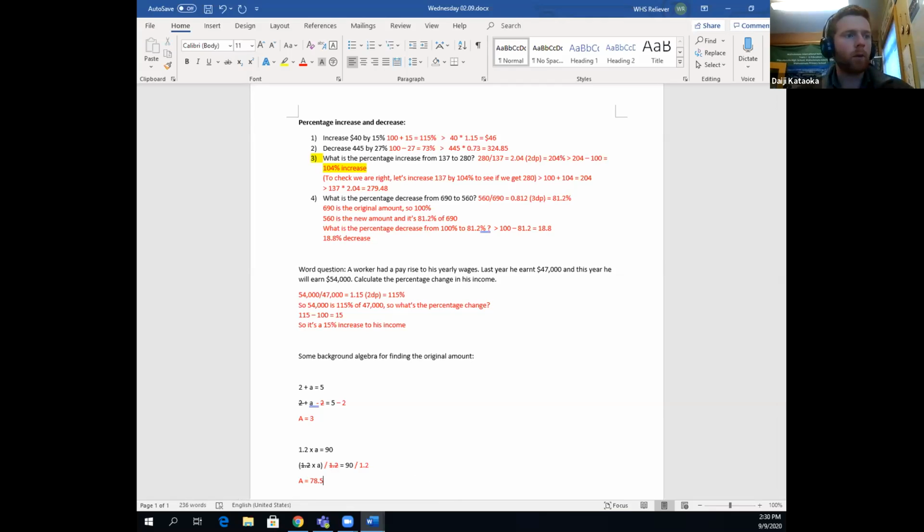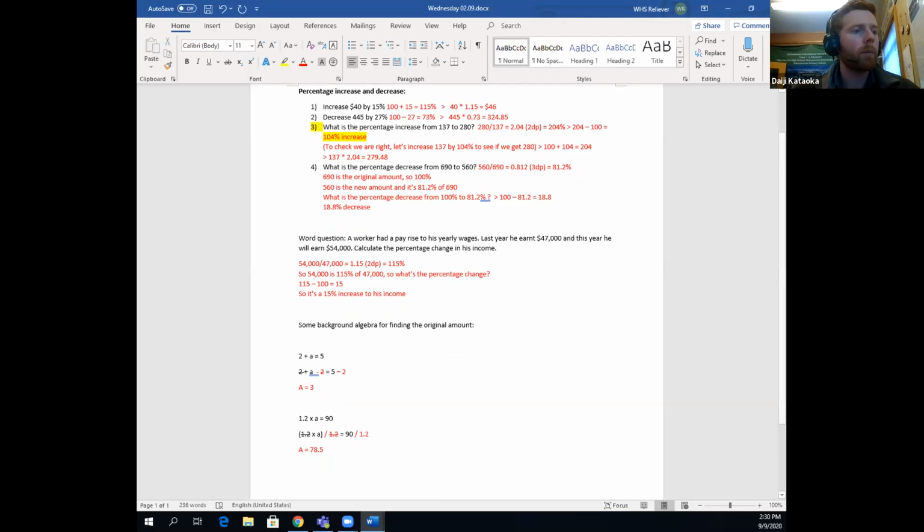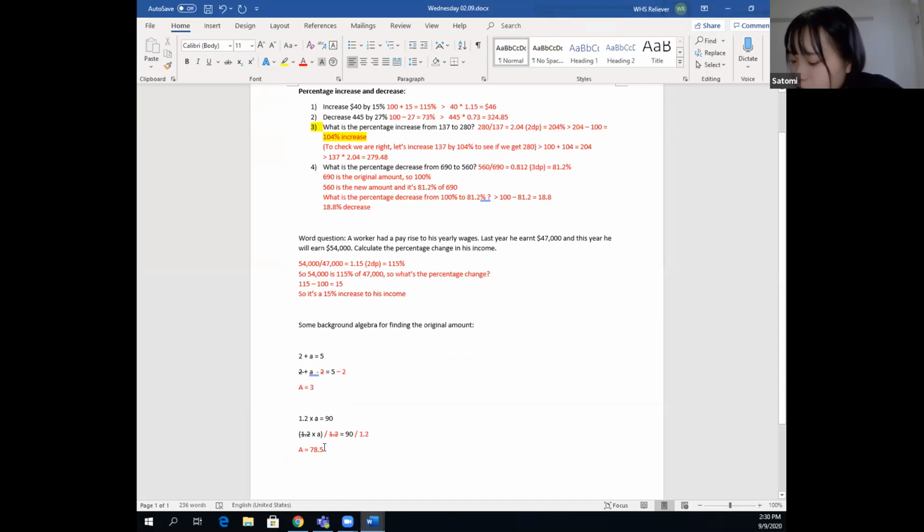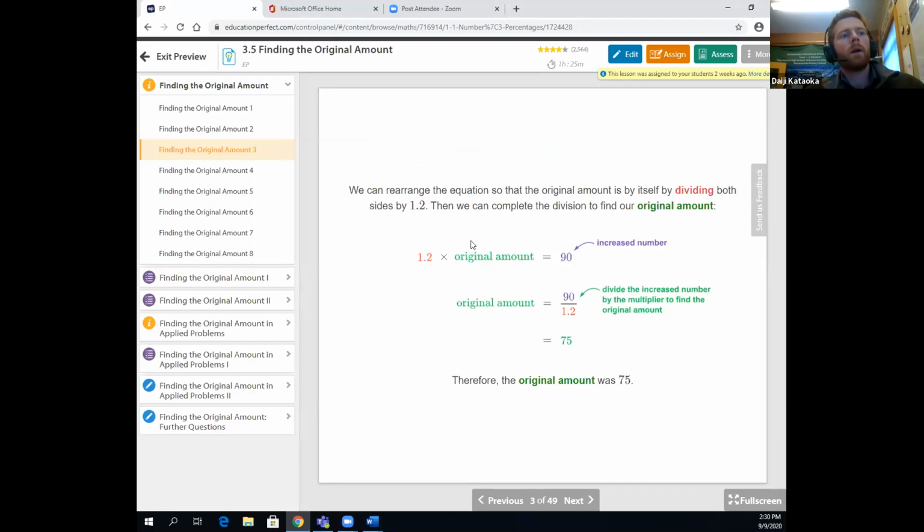And that should be the answer to our question we were doing before. Let me pull my calculator up and have a look at this. 75. Yeah, 75. Did you get that? Yes. Good. So a equals 75. And that's exactly what they've done in this question here. So they're dividing by 1.2 to give the answer of 75. So the original amount was 75.